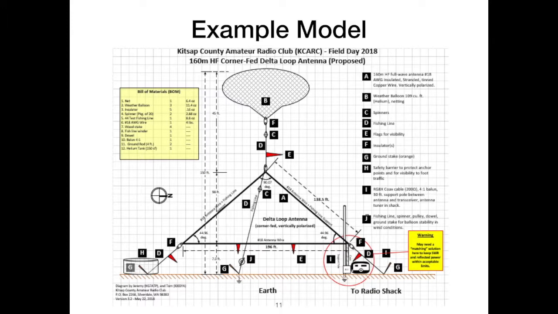Where was your feed point? Our feed point was in the corner. It was here, and the coax cable from the trailer came from here, and the balun was actually mounted right at the corner of the antenna on the post.